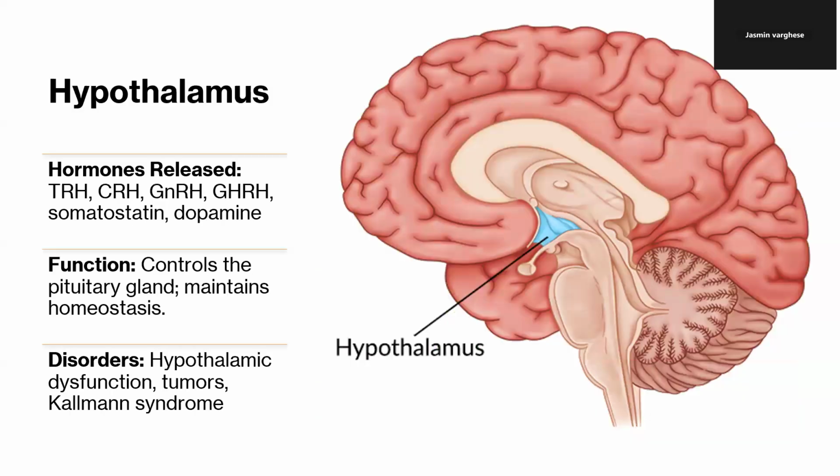Now we will see the hypothalamus in detail. The hypothalamus releases some hormones. They are TRH, CRH, GnRH, GHRH, somatostatin, and dopamine. The expansion we will see in the next slide. The major function of this gland is to control the pituitary gland and maintain homeostasis. The major disorders affecting it are hypothalamic dysfunction, tumors, and Kallmann syndrome.